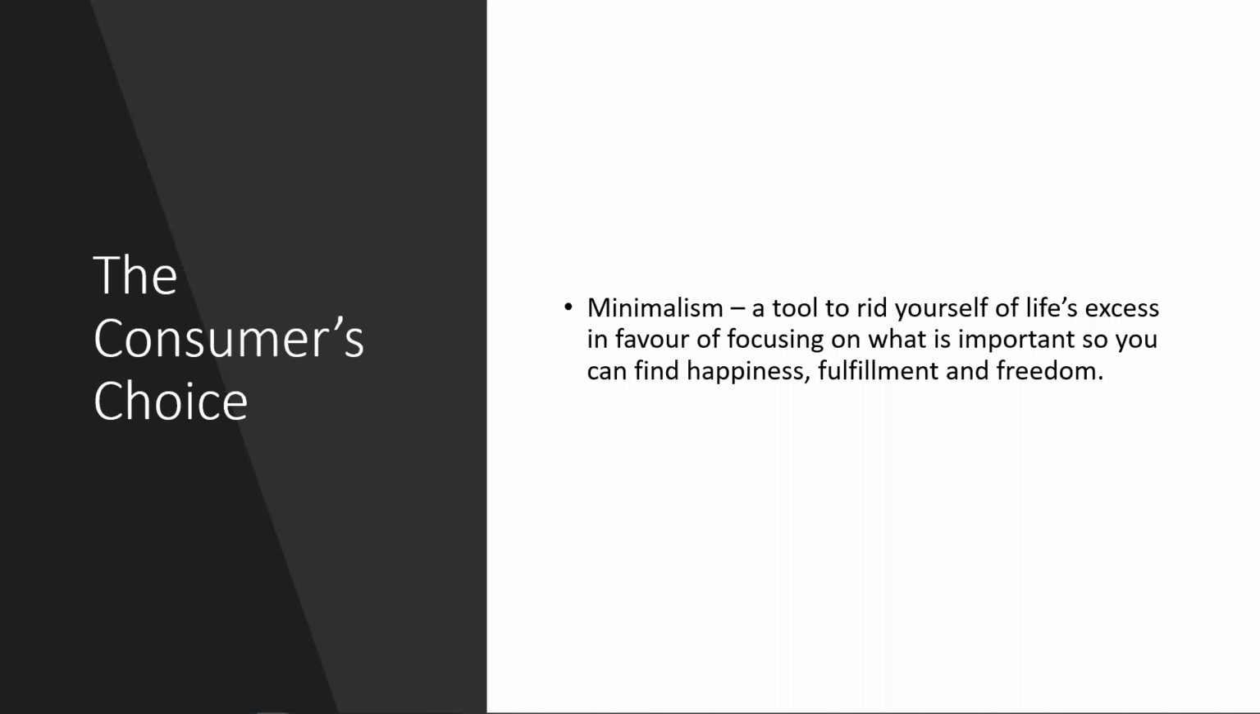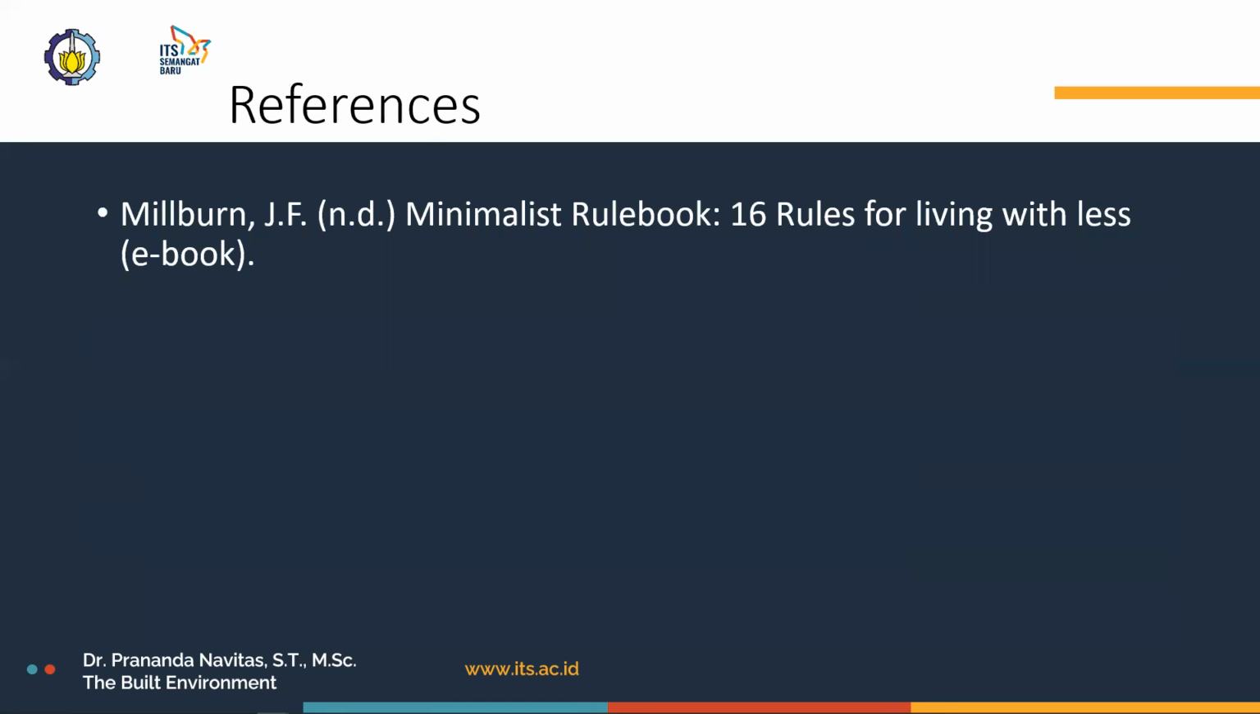So if you're interested in that minimalist movement, you can Google Milburn's book, Minimalist Rulebook. It's freely available, and I think it's a fantastic book to reflect on the things that you have, and to reflect on when you want to buy other things, or before you decide to buy new things and such. And that is all I have for today.